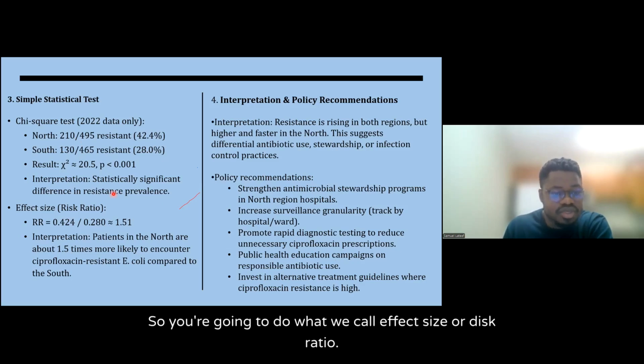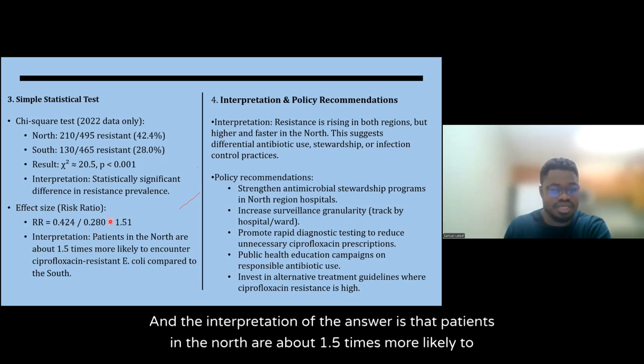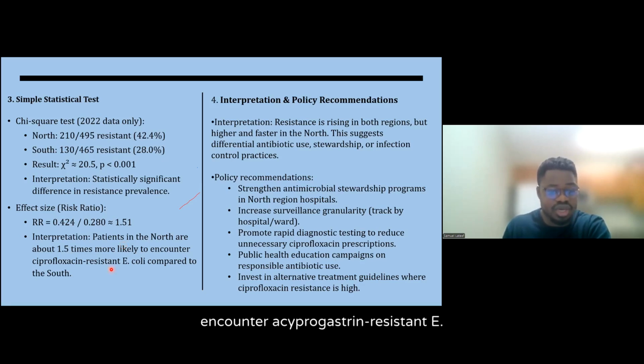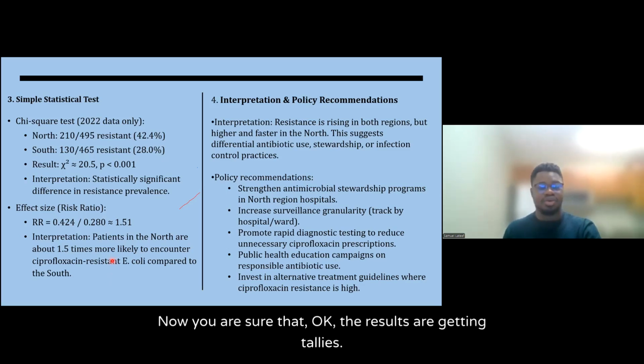is actually happening. So you go on to do what we call effect size or risk ratio. And then you do that, and then you come out with an answer. And the interpretation of the answer is that patients in the North are about 1.5 times more likely to encounter ciprofloxacin-resistant E. coli compared to patients in the South. Now you are sure that, okay, the results you are getting tallies.